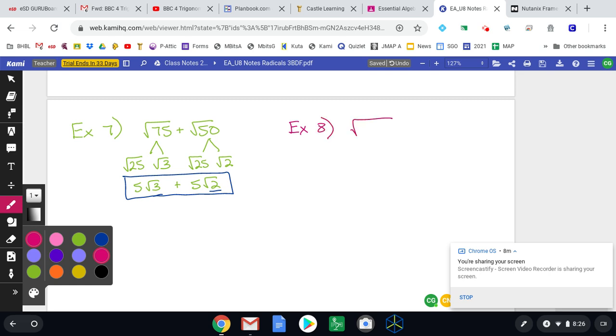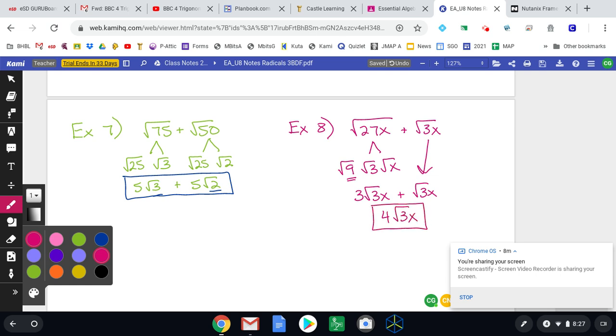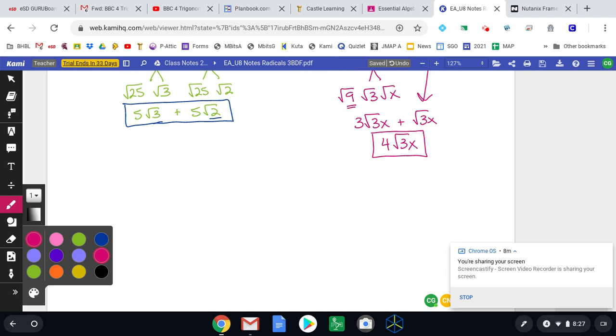Okay, what if I have the square root of 27x plus the square root of 3x? So I'm going to break this one down. I'm going to give you a 9 times a 3. We're going to leave that x in there. So this is going to become 3 radical 3x plus that radical 3x coming from right there. Adding those together, that's going to give me 4 radical 3x. Okay, let's do 2 more.